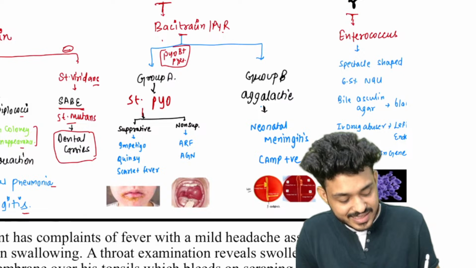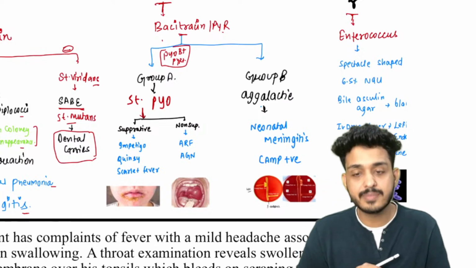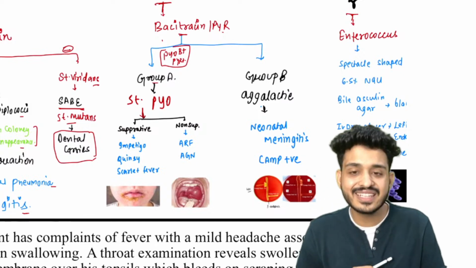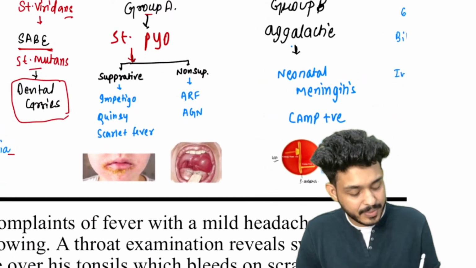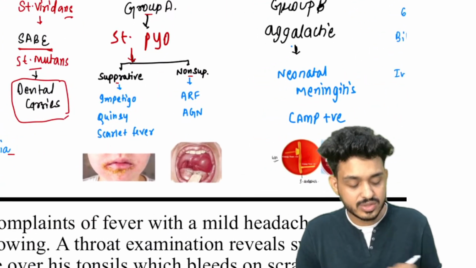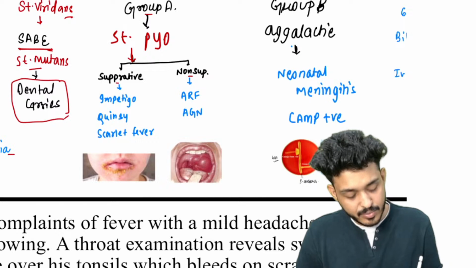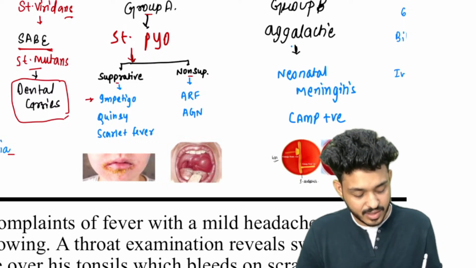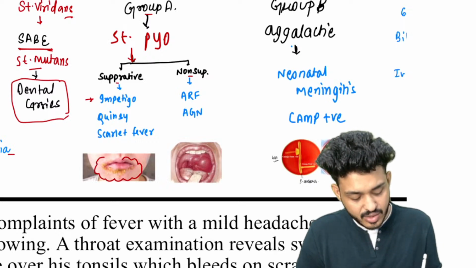So what are the diseases you are having from Streptococcus pyogenes, also known as group A streptococci? You are having suppurative complications, you are having non-suppurative complications. In suppurative, you will be having impetigo. This is your impetigo, bullous impetigo, non-bullous impetigo.